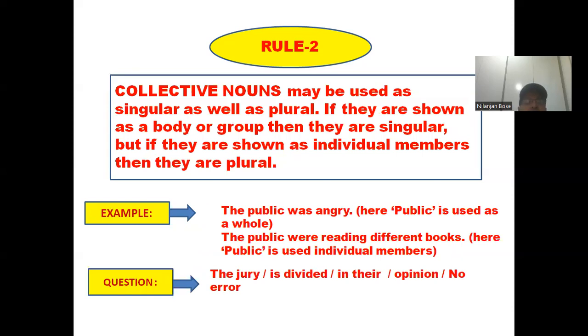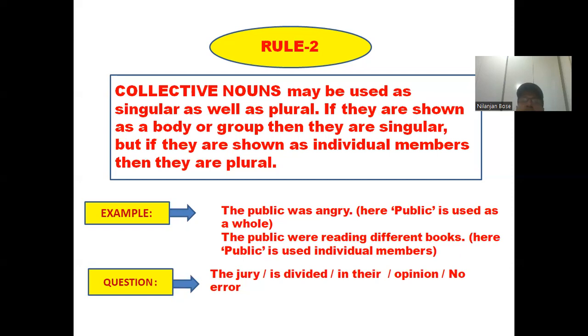Collective nouns may be used as singular as well as plural. If they are shown as a body or group, then they are singular. But if they are shown as individual members, then they are plural. What do you mean by a collective noun? It's a collection of a group of people. It can be a group of people, a bouquet of flowers, all these things.